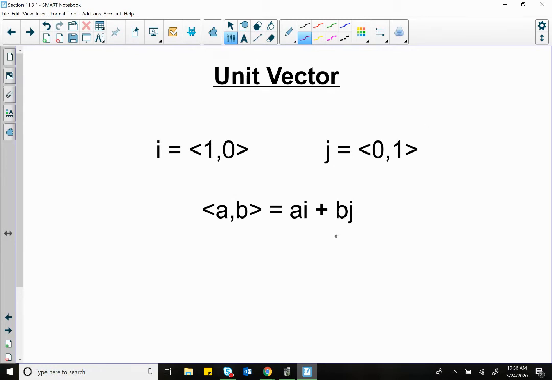Okay? So down here, if you've got some sort of standard position vector, we basically just split it up into its horizontal component and its vertical component. Okay? It's just another way to rewrite vectors. That's all it is. So for instance, to give you an example, if I had a vector of -2, comma 3, it would look like this as a unit vector. It would look like -2i plus 3j.